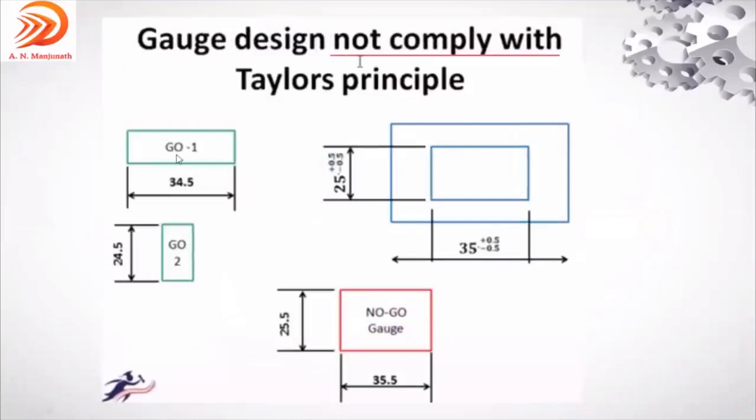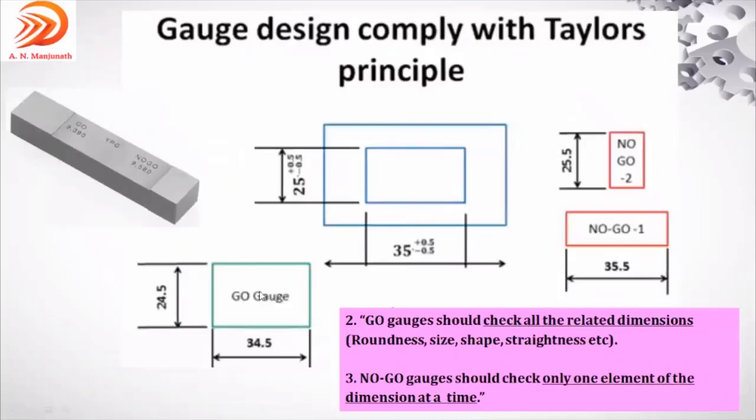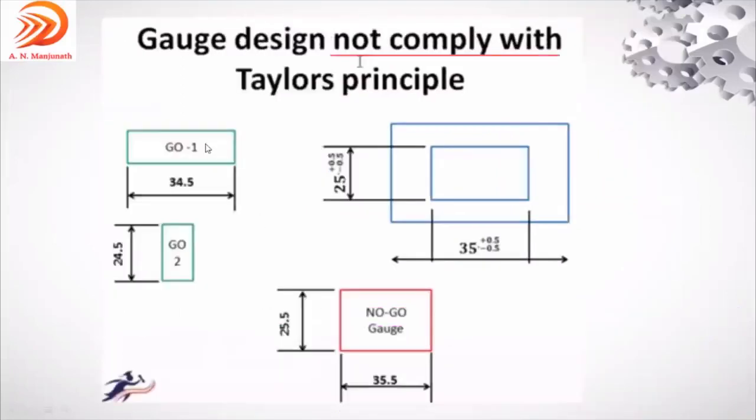See, there are two go gauges here, and only one no-go gauge as compared to the previous one. In the previous one there was only one go gauge and two no-go gauges, which actually complies as far as the statement is concerned. In this example, the go gauges are two and the no-go gauge is only one.